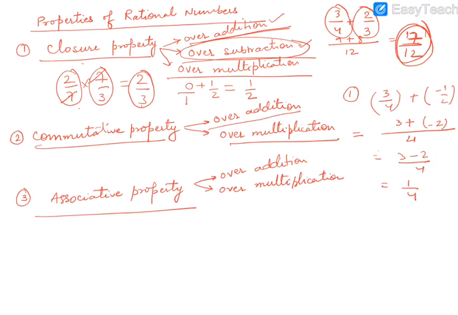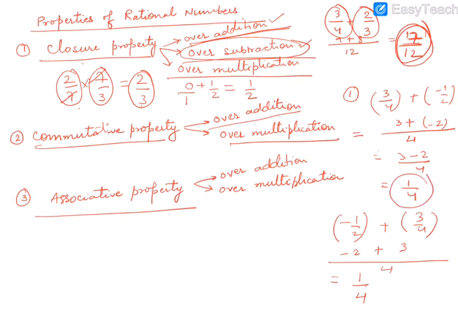Now I will change the sequence. First I'll write minus 1 by 2 and then I'll write 3 by 4. Again I'll take LCM. 4 divided by 2, 2 times, 2 ones are 2. 4 divided by 4, 1 time, 1 into 3, 3. So I can write 1 by 4. You can see that in both the cases the answer remains same. Means when I have changed the sequence, then also we are getting the same answer. So this property is known as commutative property over addition, and same thing is with multiplication also.